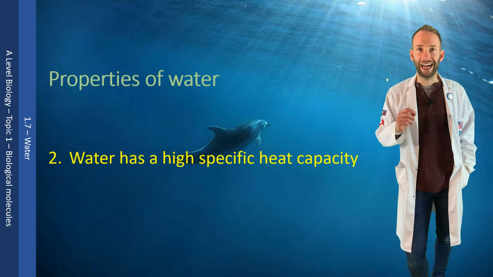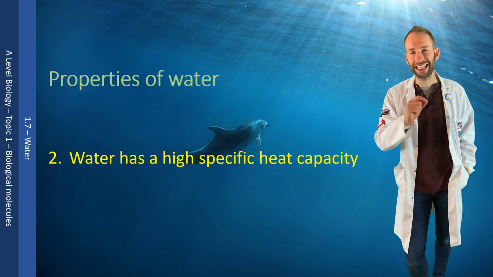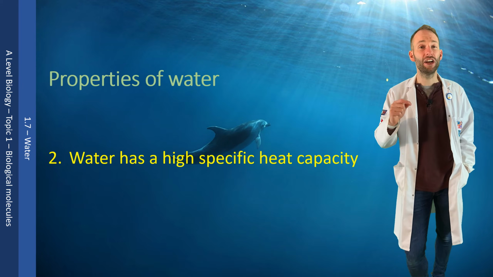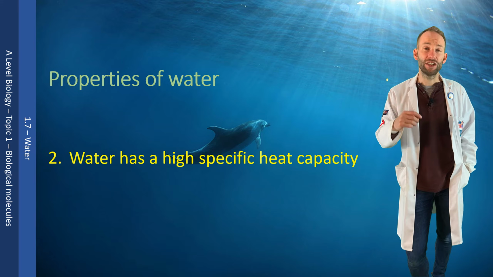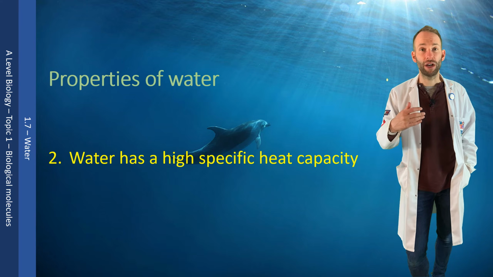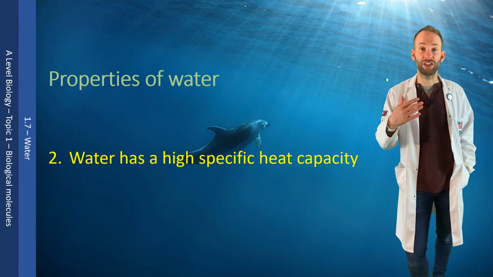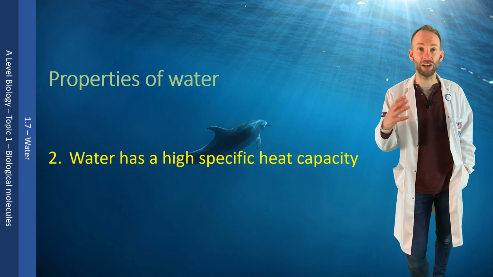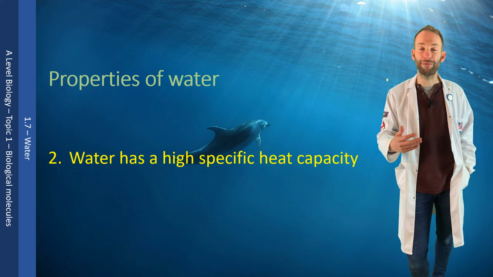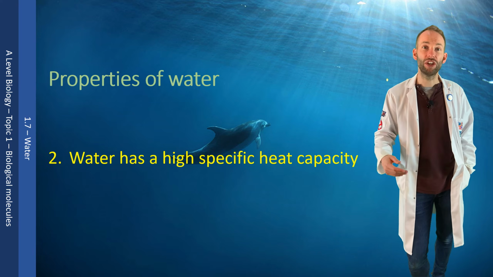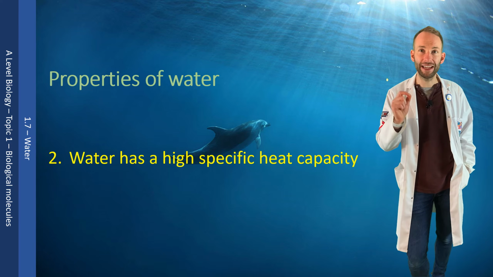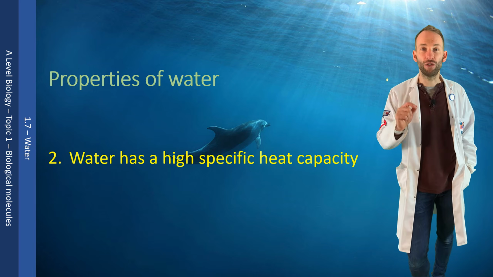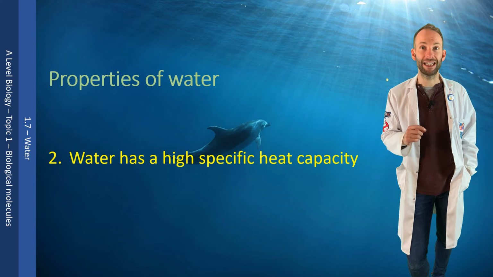Water also has a very high specific heat capacity. What that means is that it takes a lot of energy relatively to heat up water by 1 degree. It takes a lot of energy to change the temperature of water. This is fantastic in biology because large bodies of water, lakes, ponds, rivers, seas, don't heat up that much. They don't change temperature that much during the day, which means they make a very stable environment for aquatic organisms to live in.